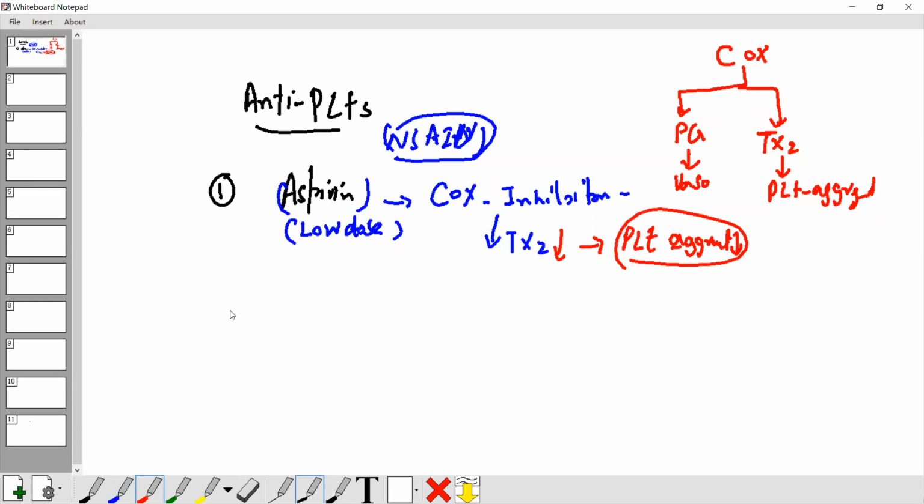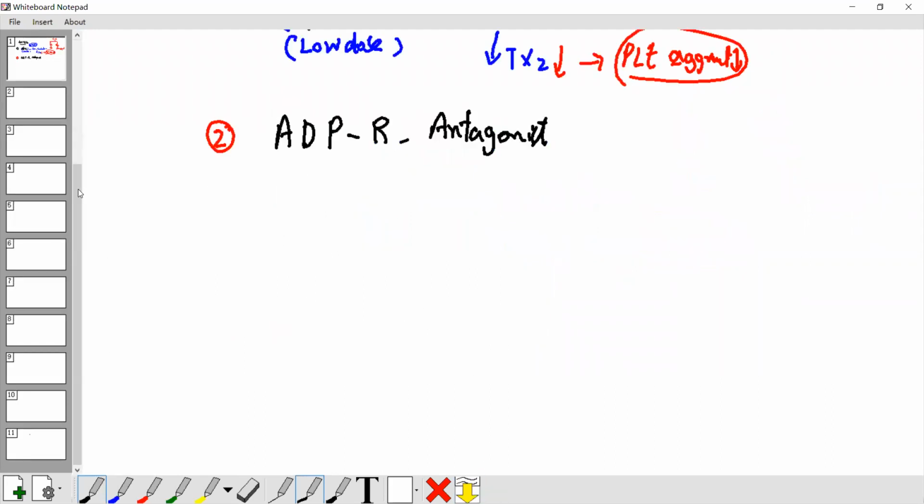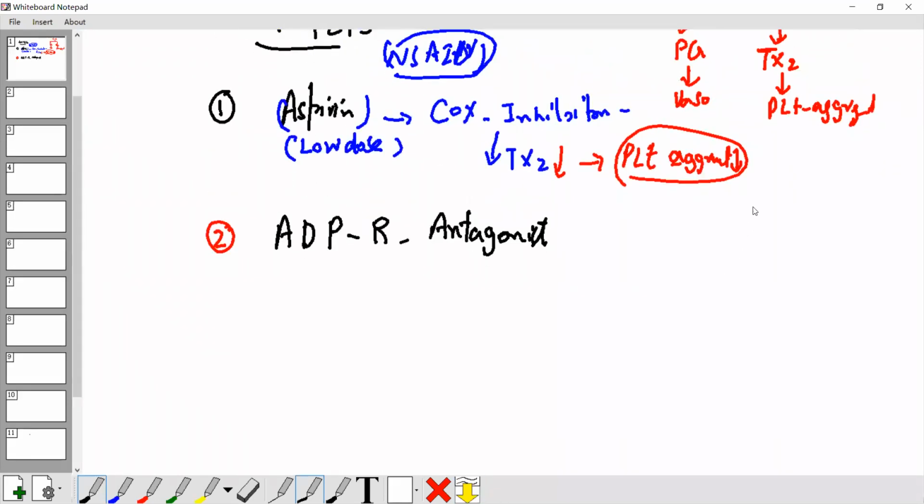So one is aspirin, the other drug is the ADP receptor antagonist, drugs blocking ADP receptors. What's the function of the ADP receptor? Yesterday I explained this. ADP comes from platelets, and this ADP acts on platelets. Then what is this platelet doing?